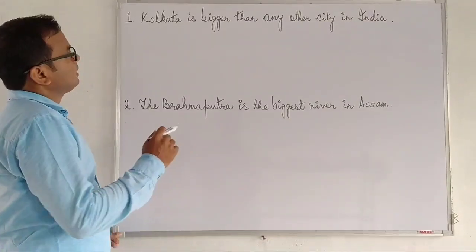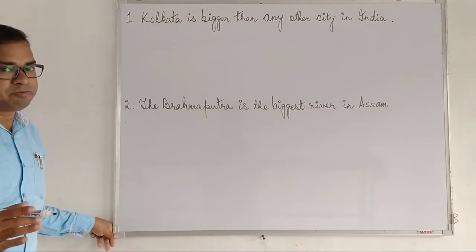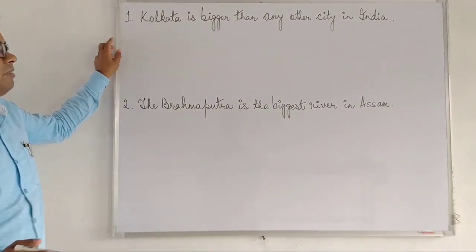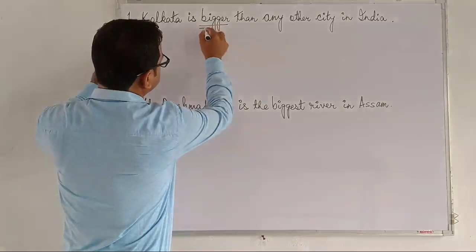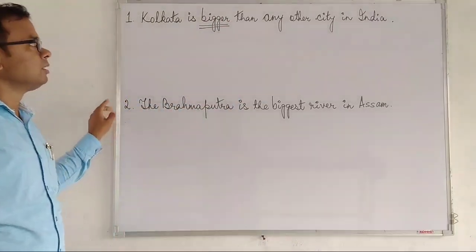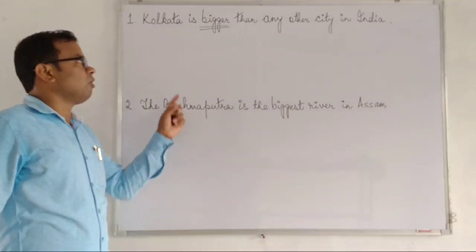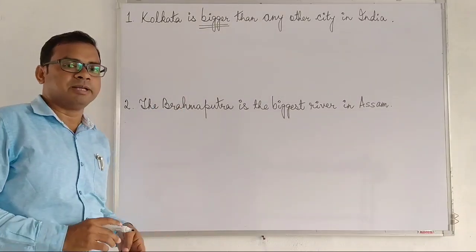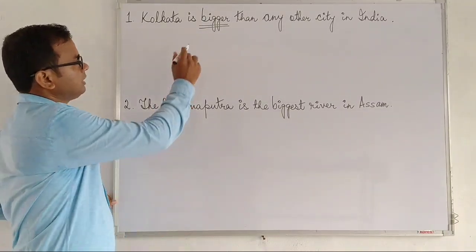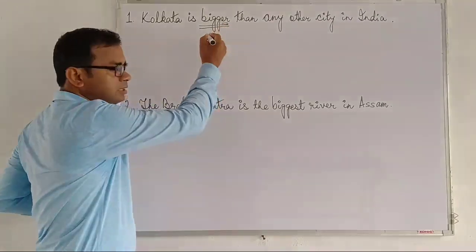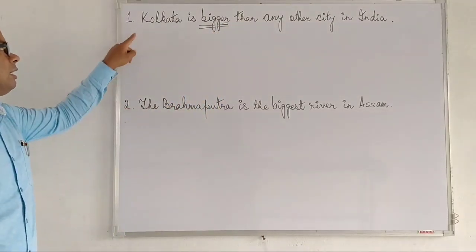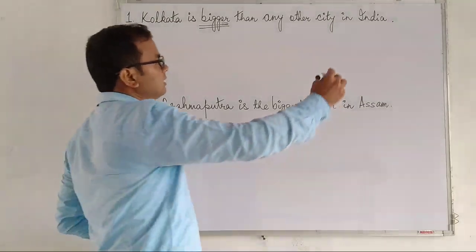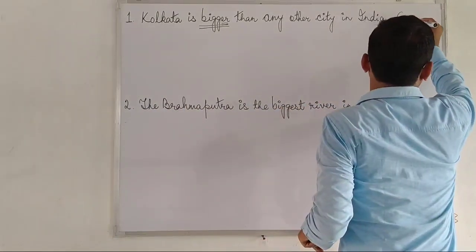So let us identify the adjective first. What is the adjective here in this sentence? It is bigger. Bigger is the adjective here. So can you guess in what form it is? Positive, comparative or superlative? So it has taken ER with it. So it means it is comparative degree. So this sentence is in comparative degree.